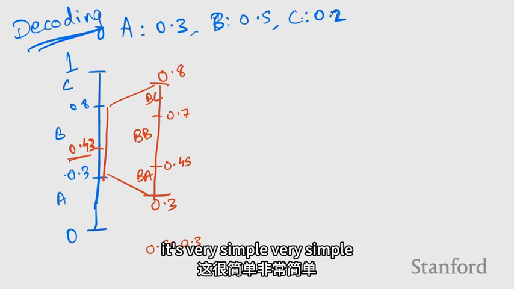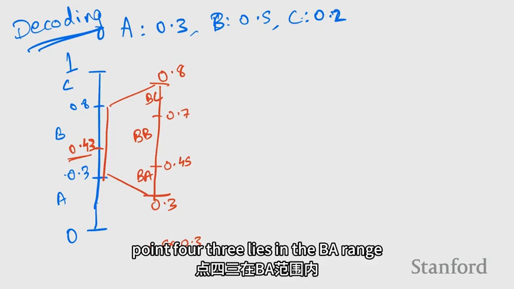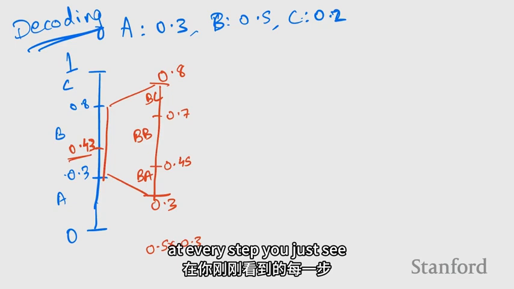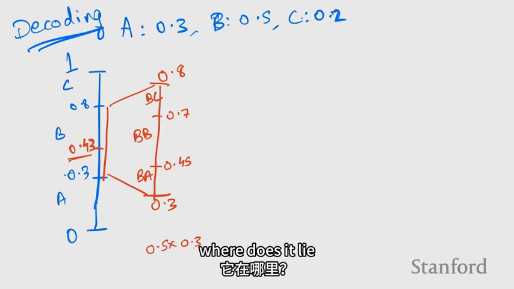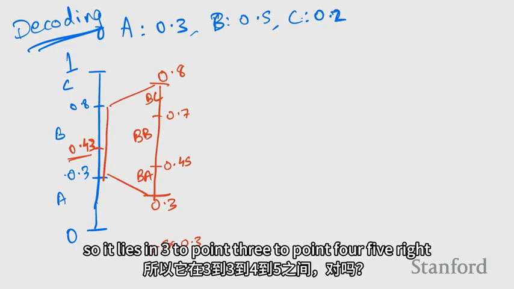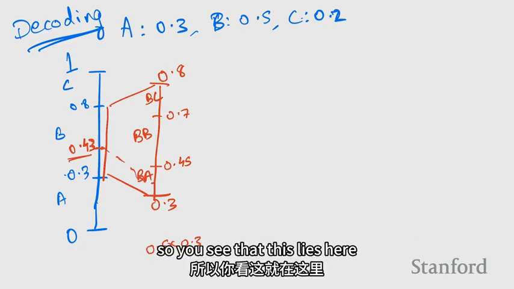It's very simple. 0.43 lies in the BA range, that's basically it, right? At every step you just see the number that you received, where does it lie? Which range, which sub-interval does it lie in? So it lies in 0.3 to 0.45, right? So you see that this lies here.